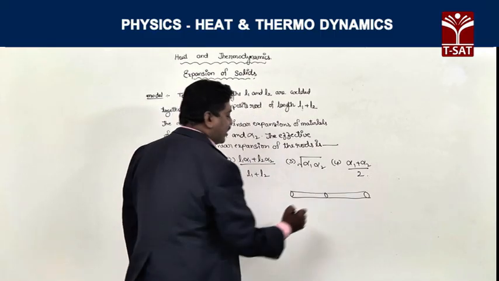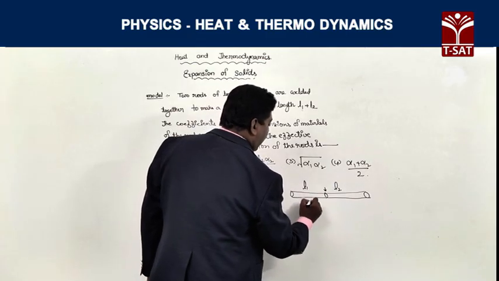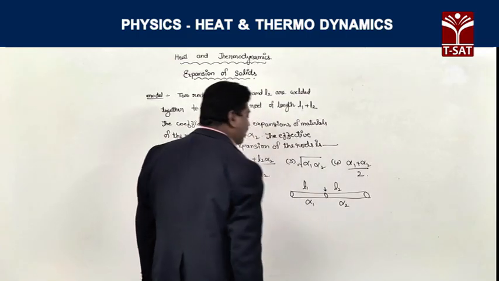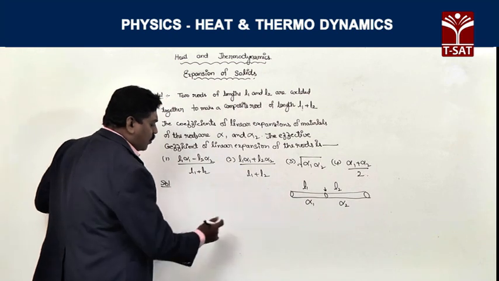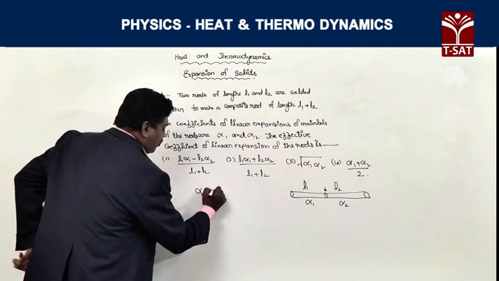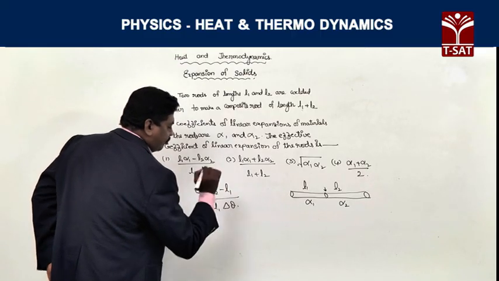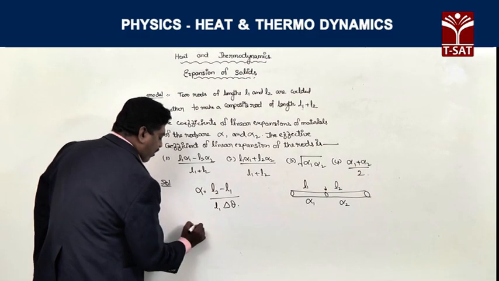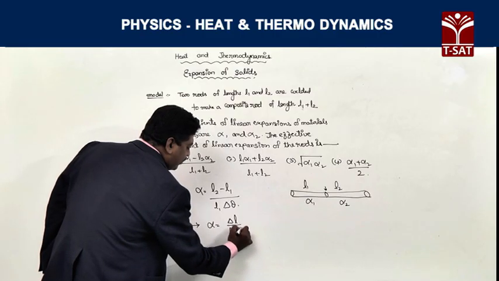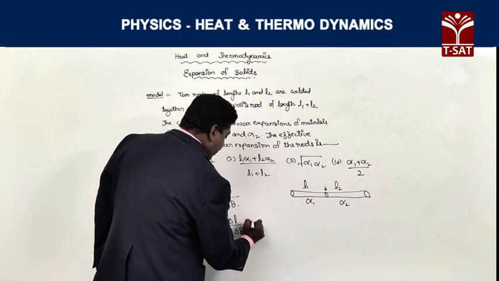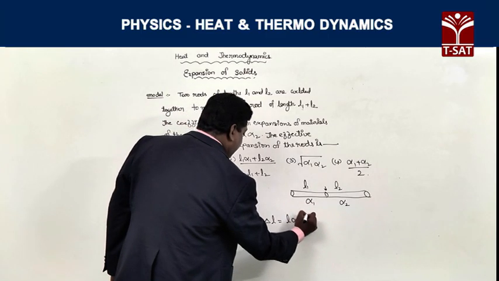They are welded at this point. For example, they have lengths L1 and L2, and coefficients of linear expansion alpha 1 and alpha 2. Now, we know that alpha equals (L2 minus L1) by L1 into delta theta, the change in temperature. From this, we can write alpha equals delta L by L delta theta. So, this can be given as delta L equals L alpha delta theta.